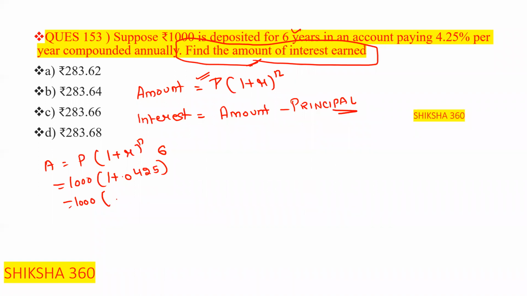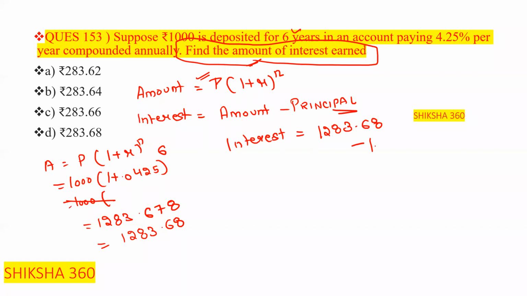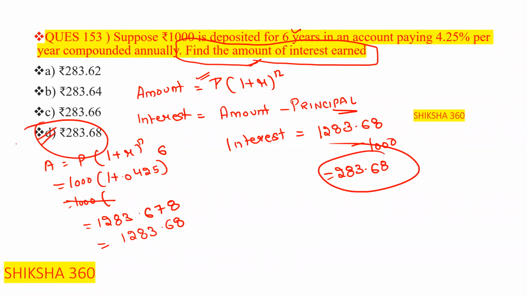Overall, while solving, I will get the answer 1283.678, which we round to 1283.68 up to 2 decimal places. Now we simply calculate the interest, that is amount minus principal, which is 283.68. So this one is our answer.